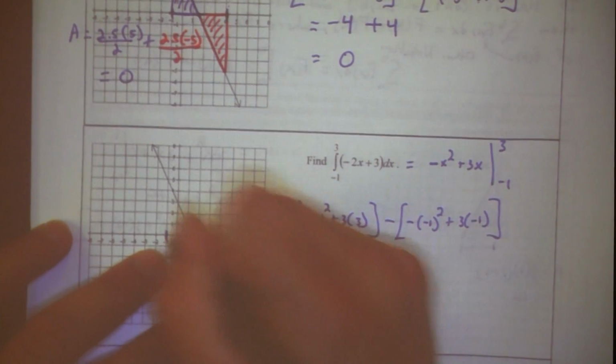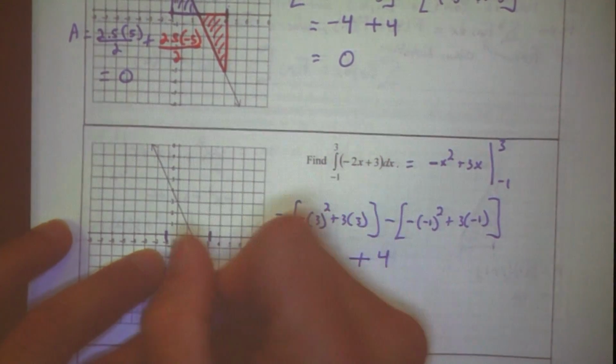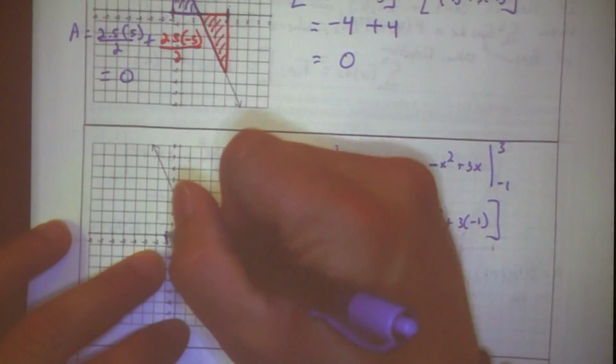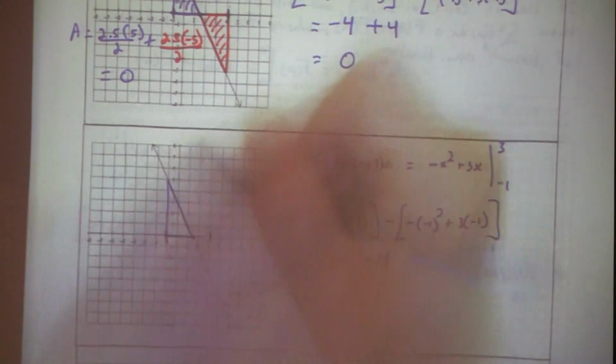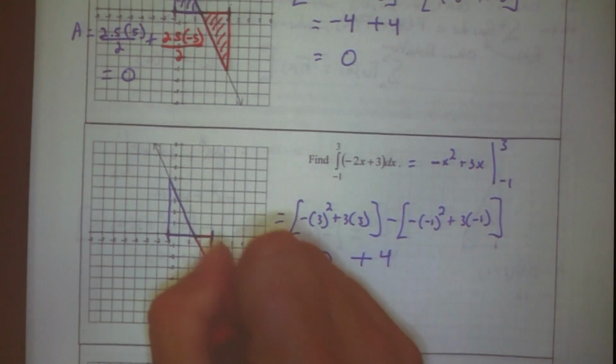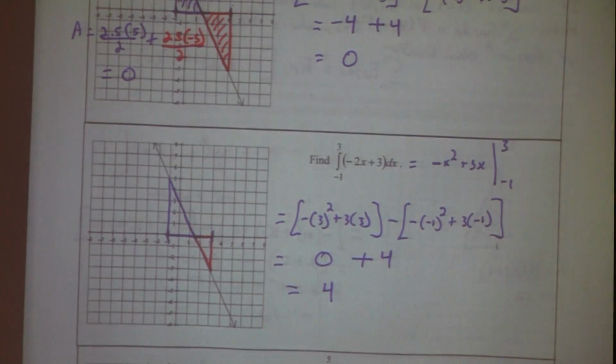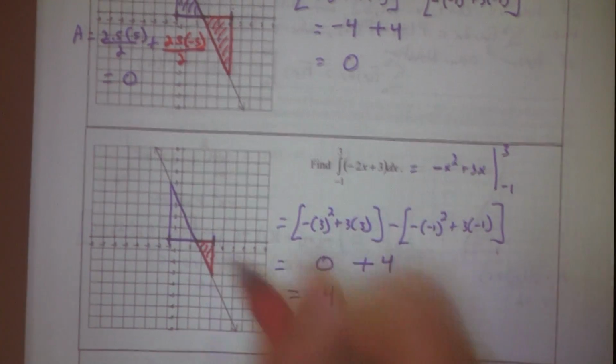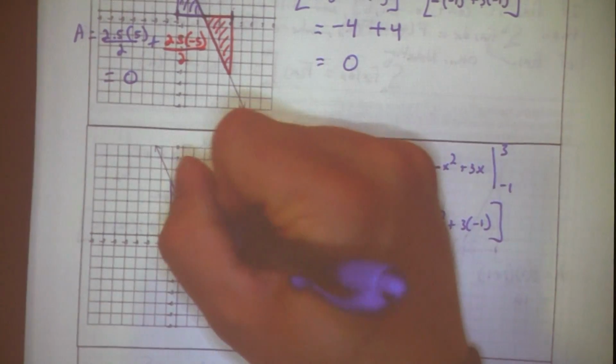We're going from negative 1 to 3. So it seems like we get a triangle here, right? And over here we get another triangle, it's just a smaller one, right? There was more positive space than negative space. Good?